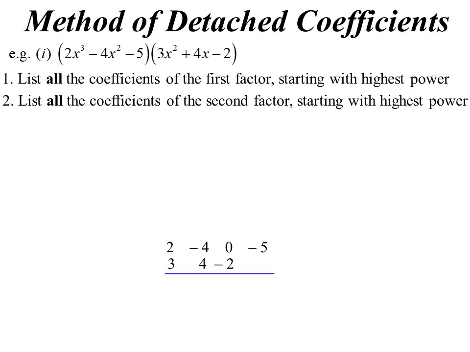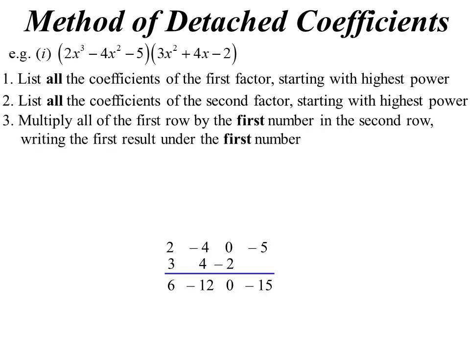But you'll notice, even though the 3 is with the x squared, not the x cubed, I still start there. I don't line columns up like this is the x squared column, this is the x cubed column. No, start at the first one and just work to the end of the expression. 3, 4, negative 2. Okay. Then you multiply all of the first row by the first number in the second row. Everything's times 3, writing the first result under the first number.